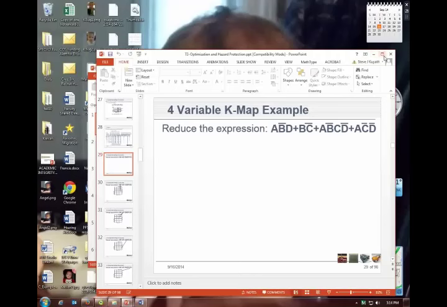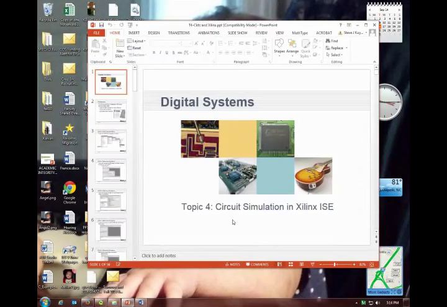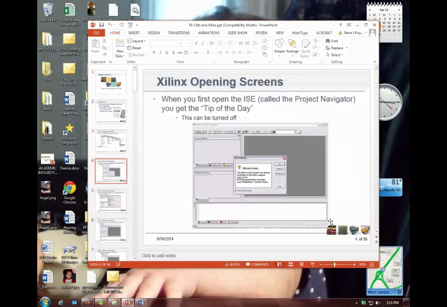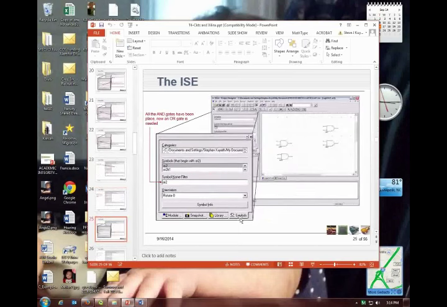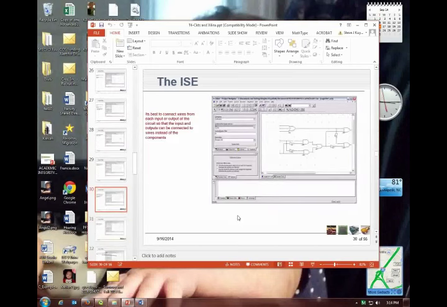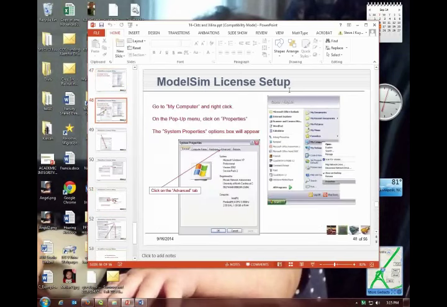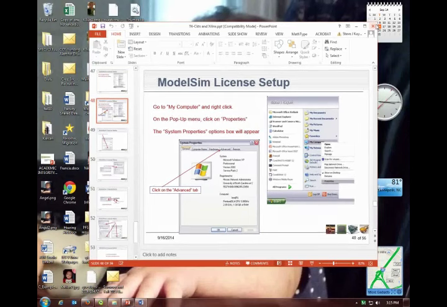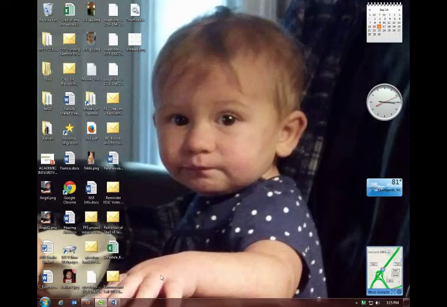And we will pick up on that next time with circuit simulation in Xilinx. And what I might have to do, since this looks a little different, I might have to just go through and, yeah, this is a different version. I might have to instead go through this with the new version. You have to do it, you have number 2.